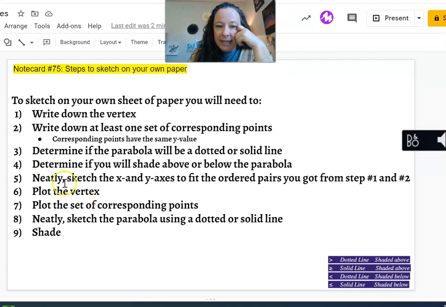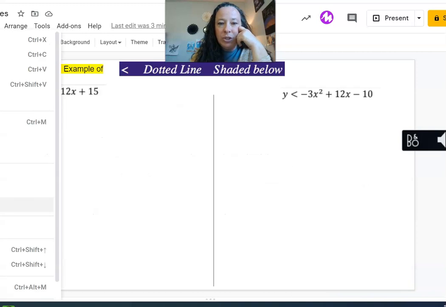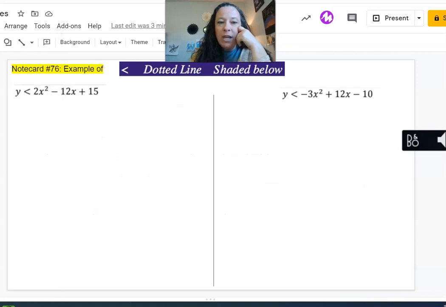All right, the next thing is I need to neatly sketch my X and Y axes to fit the ordered pairs that I got from steps 1 and 2, and then go from there. All right, so I'm going to switch over to my document camera so you can see how I'm going to proceed with this problem.